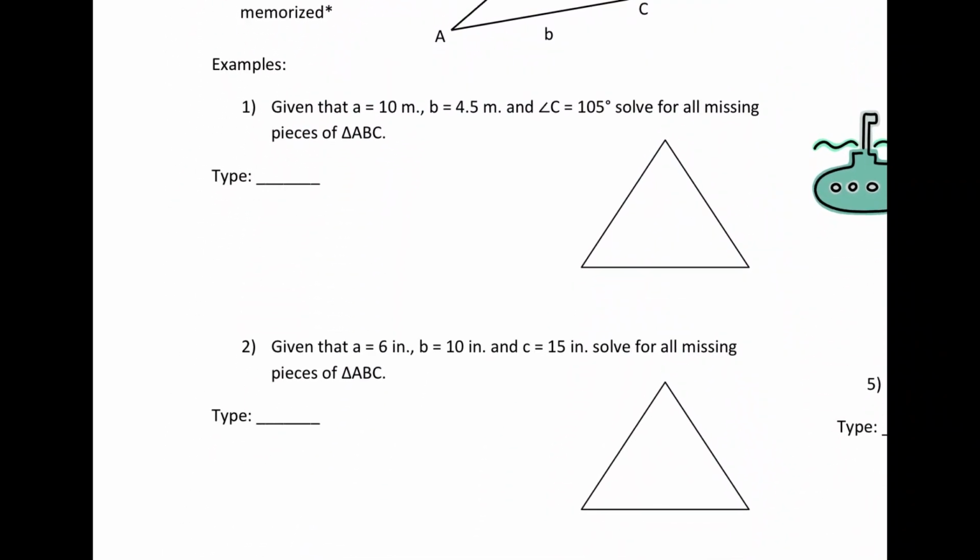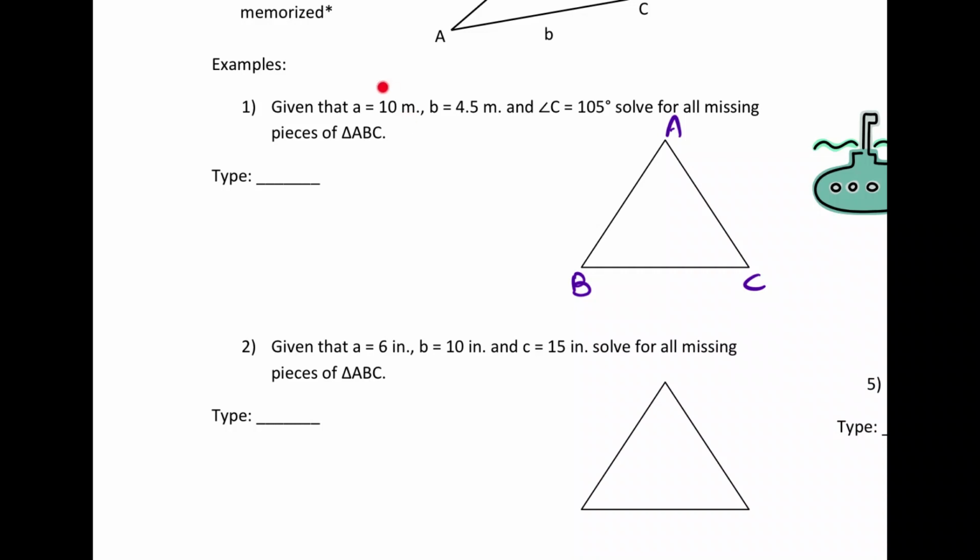So, like I mentioned in the previous class, every triangle has 6 pieces of information. It has 3 angles and then it has 3 side lengths. And out of those 6, you're always given 3. So what I'm going to do is first label this triangle as A, B, C. Then let's see what information is given to us.